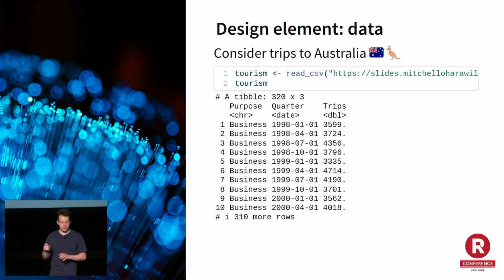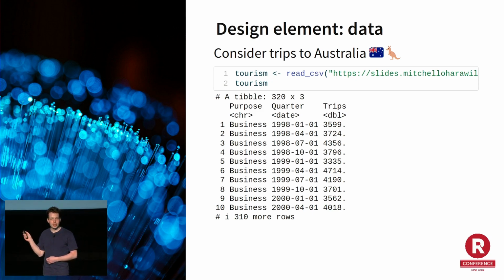And here I've simplified it a little bit, but essentially we have 4 main reasons for why people come to Australia. You can come for business, you can come for a holiday, you can visit your friends and family, or maybe there's some other reason. And every quarter, we count the number of people that have come to Australia for this purpose. And this is a common time series structure.